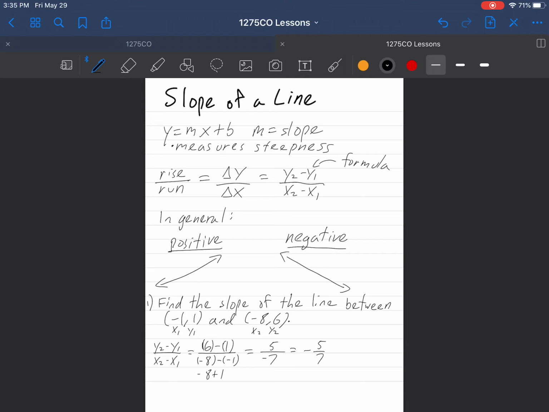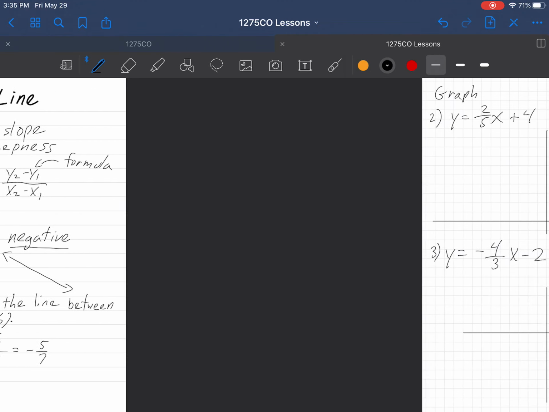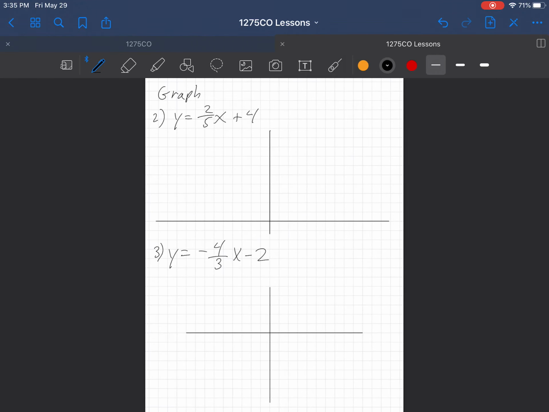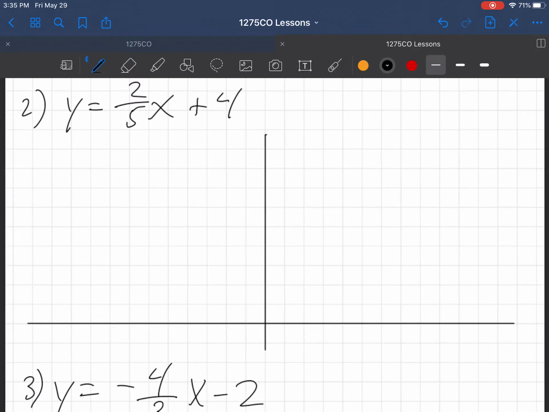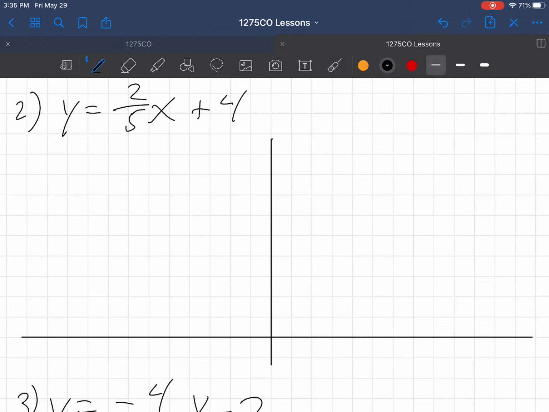So let's take a look at really what the slope of a line means. You saw me graph the two lines in the previous lines video. So let's graph these two lines. y equals 2 over 5x plus 4 is the first one. First thing we're going to do, again, this is already in slope-intercept form, let's identify our slope, which is equal to 2 over 5.